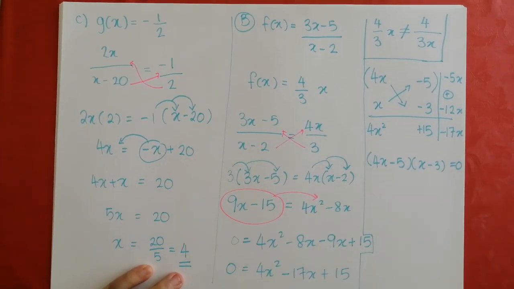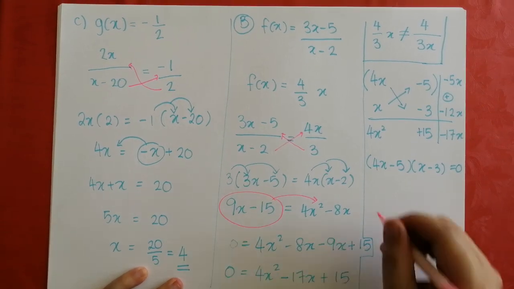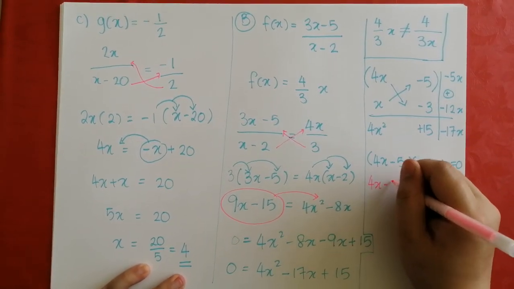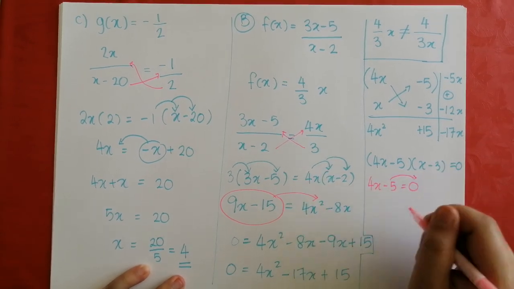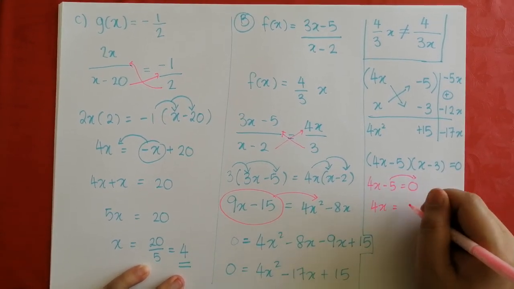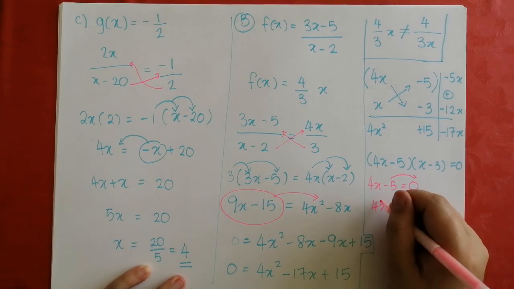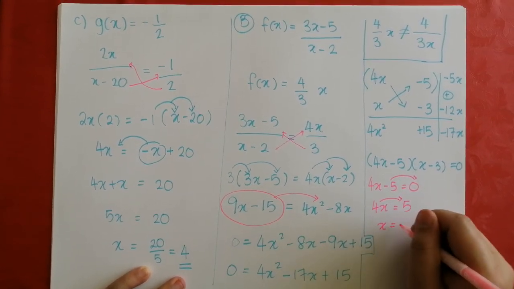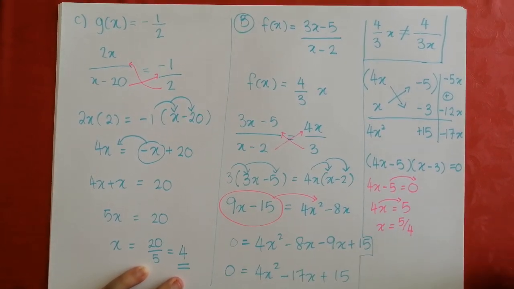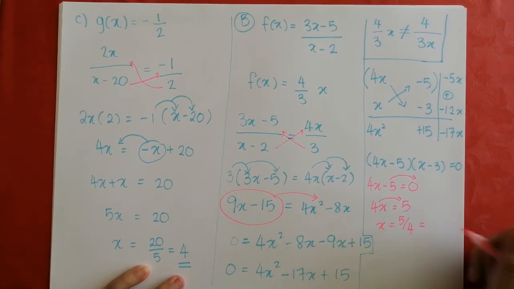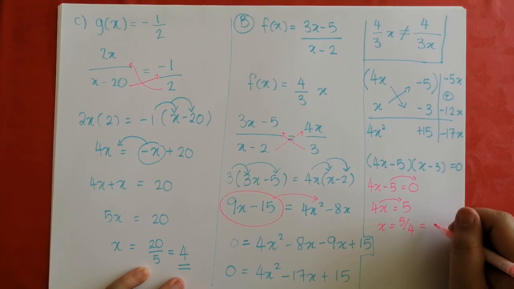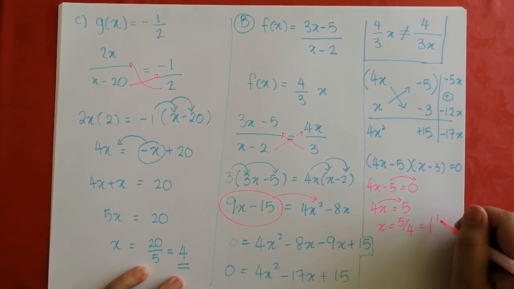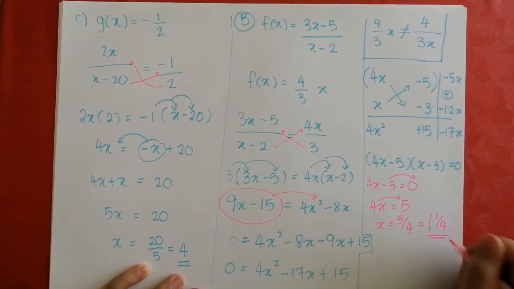From here, let's start off with 4x minus 5 equals 0. Bring minus 5 to the other side, so 4x equals positive 5. Then bring the 4 over, so x equals 5 over 4. This is an improper fraction, so we need to change this to a mixed number or decimal. It's easier to change it to a mixed number, which is 1 and 1 over 4.